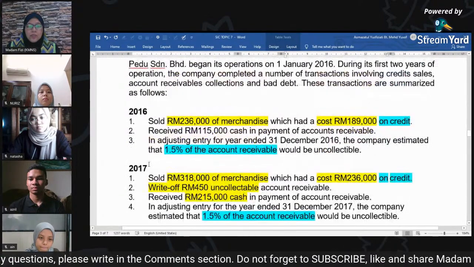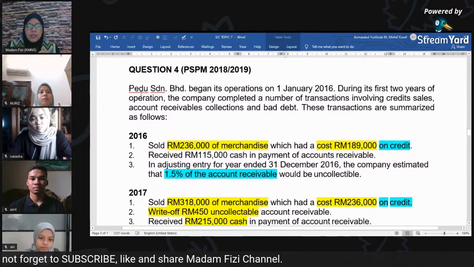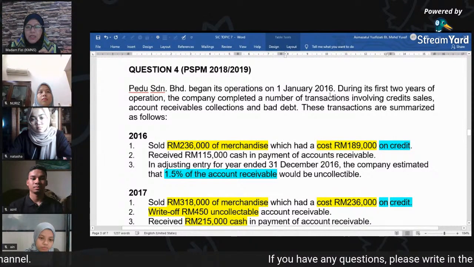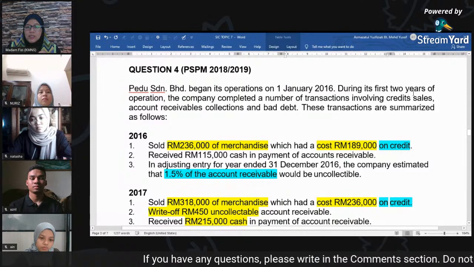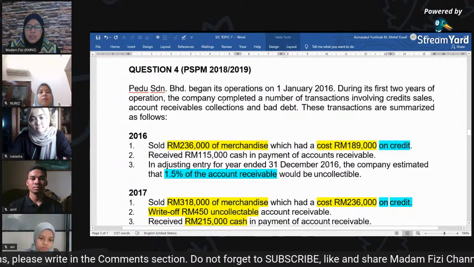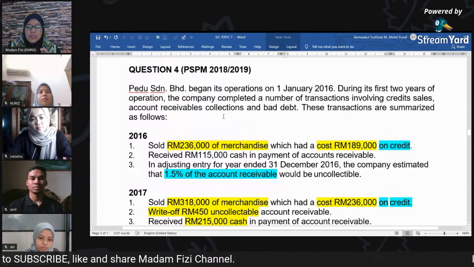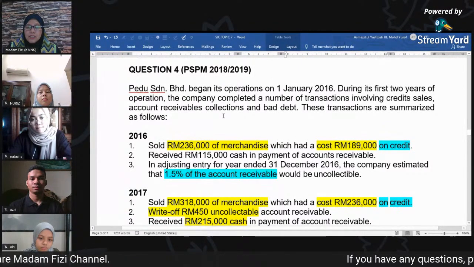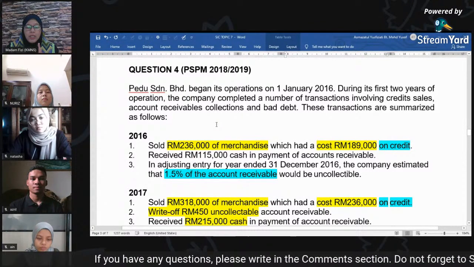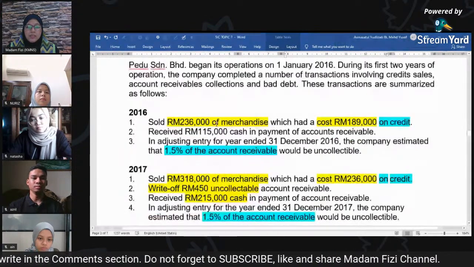Now we read the question one by one. Perdus yang Berhad began its operation on 1st January 2016. During its first 2 years of operation, the company completed a number of transactions involved credit sales, accounts receivable collection and bad debt. These transactions are summarized as follows. Dia suruh kita buat apa? Dia suruh kita buat journal entry. So now kita terus buat journal entry.